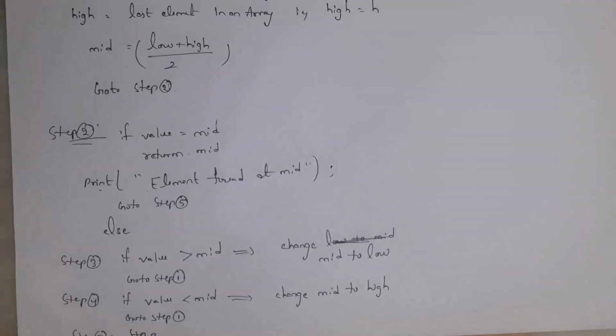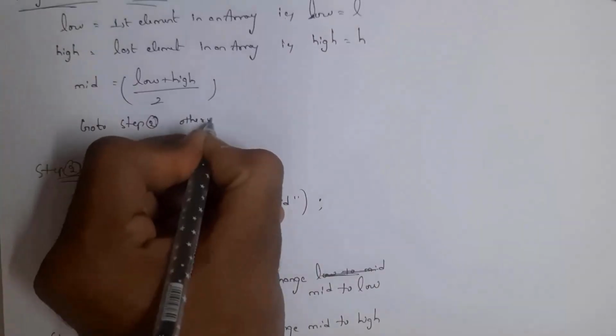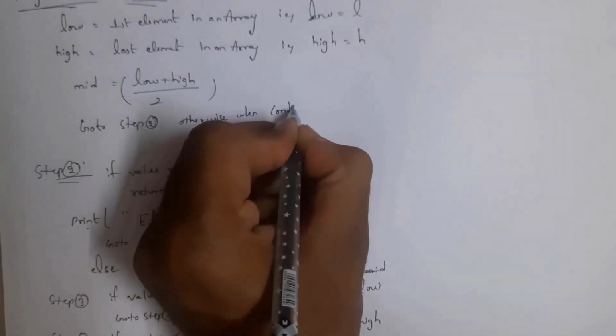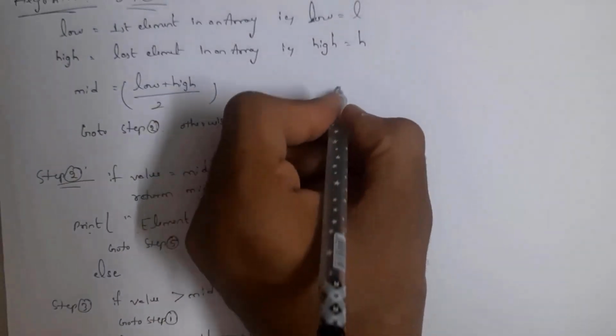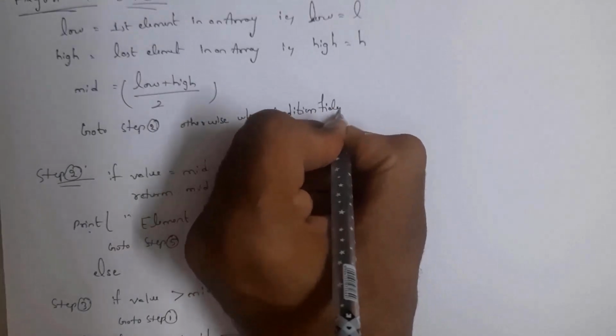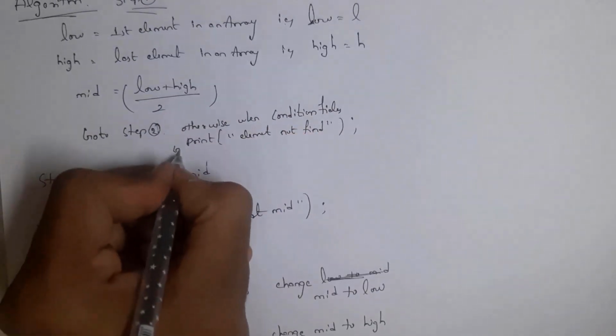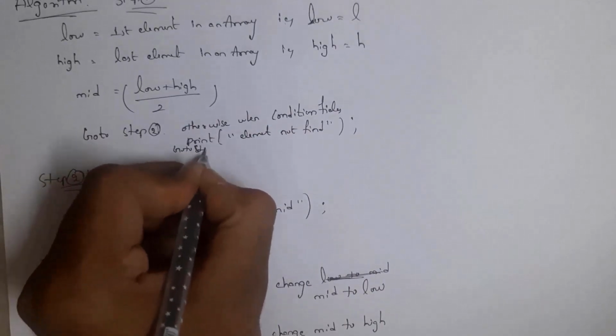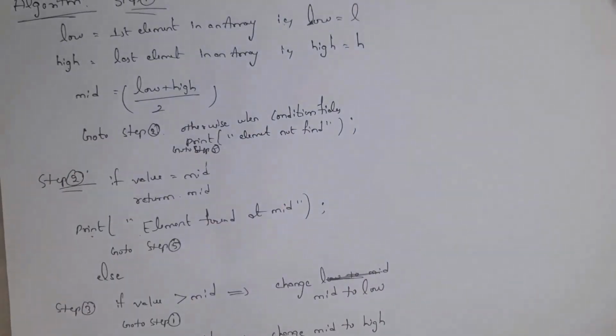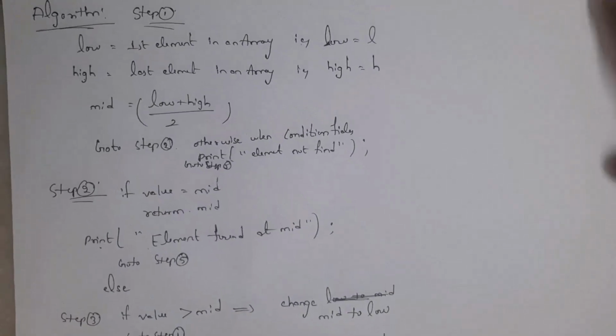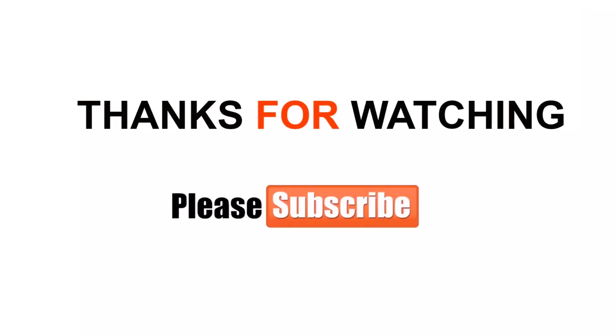Otherwise, when the condition fails, that is we cannot find any element, print element not found and go to step 5, that is stop. This is the algorithm for binary search which we need to remember in exams.